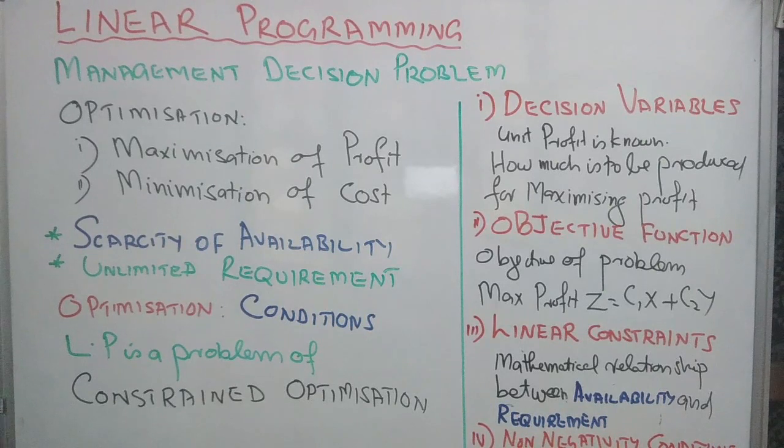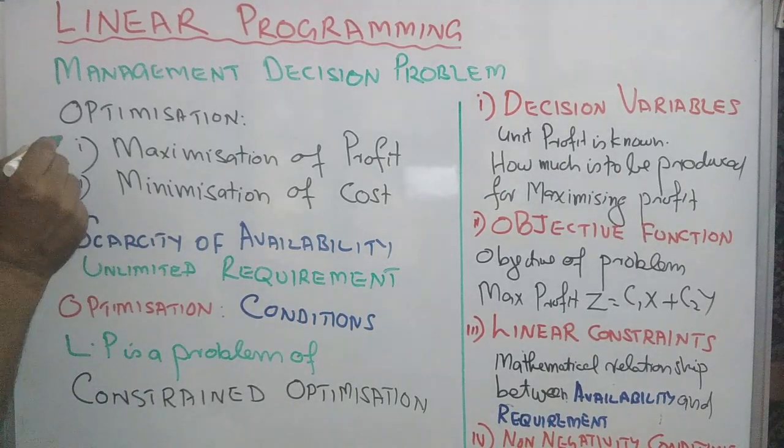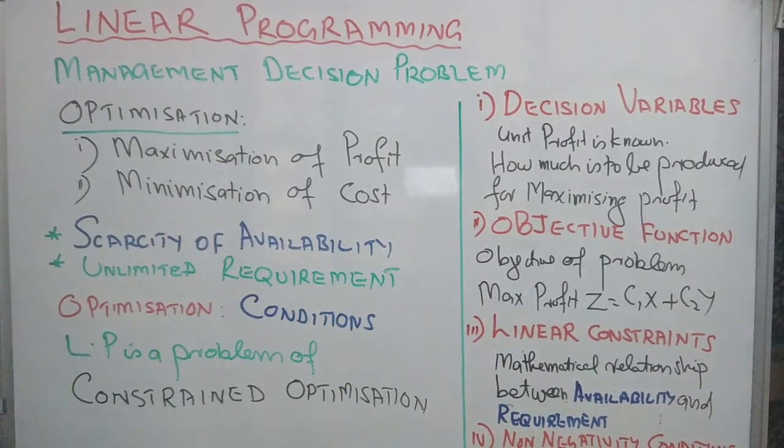So, linear programming is a problem of optimization. That is, maximization of profit or minimization of cost. These are the two usual objectives of linear programming. So, that is an objective. Our objective is to optimize. It is a problem of optimization. So, what is the condition for this?